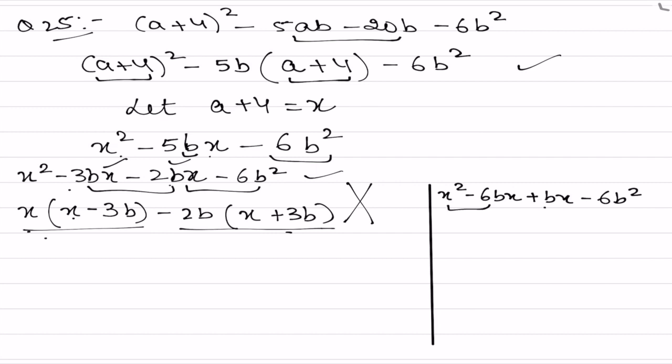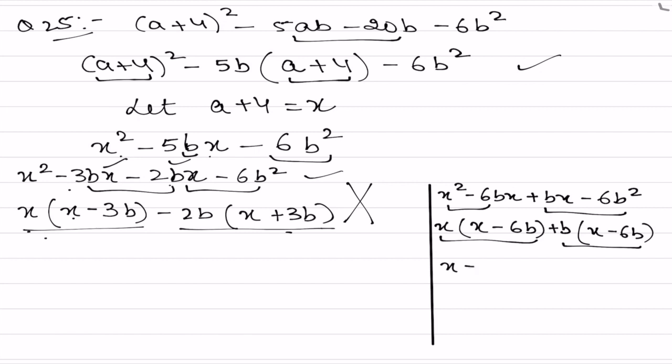Okay, so x square minus 6bx plus bx minus 6b square. We'll take the first two and the last two. So x is common. So what is left? x minus 6b. In the last two, what is common? b. So what is left? x minus 6b. Now here we can see both the terms have x minus 6b as the same factor. So x minus 6b we will take out common. So what is left? x plus b.